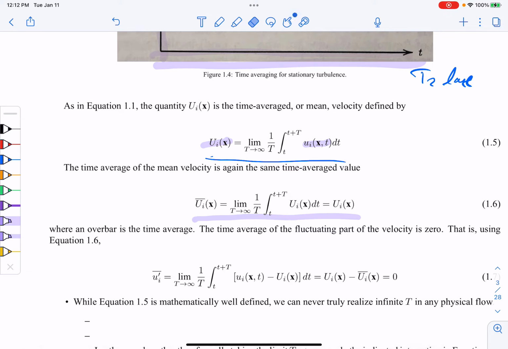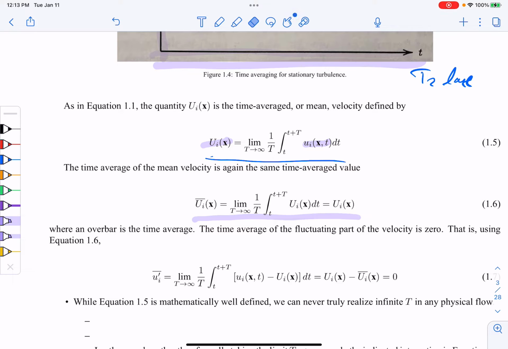And then there's the question, why do we do that crazy step in 1.6? It's to show you mathematically that if we take the average of a fluctuating velocity or any other quantity in a turbulent flow, which is statistically stationary, the fluctuating part should be, by definition, zero.